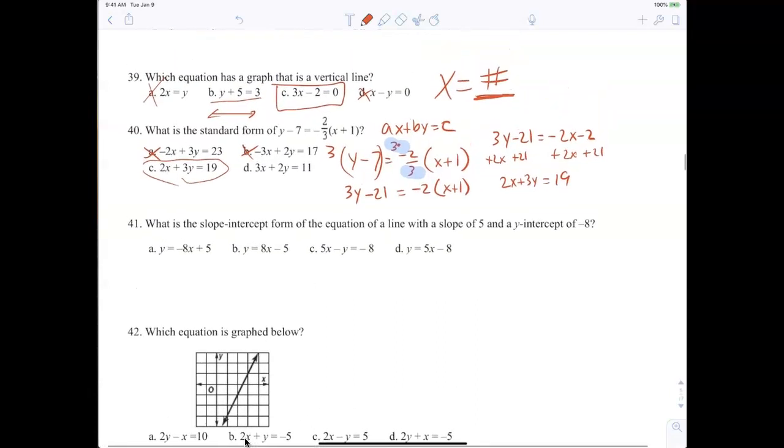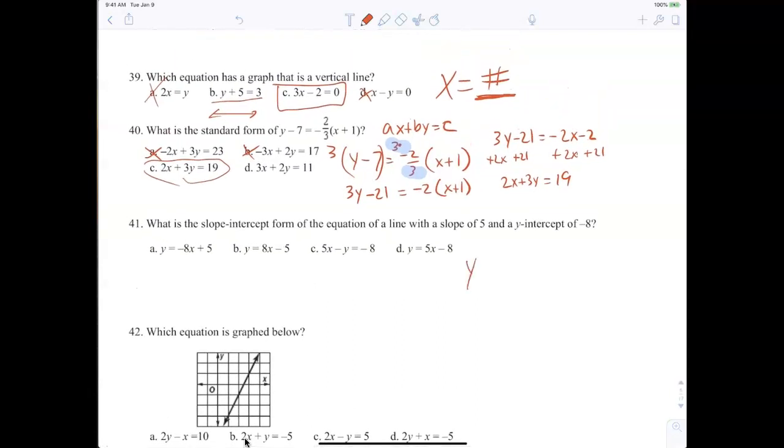Wow, this one, I don't know why that's on there twice. Sorry, guys. y equals 5x minus 8.